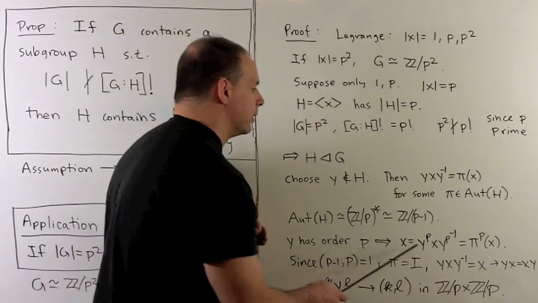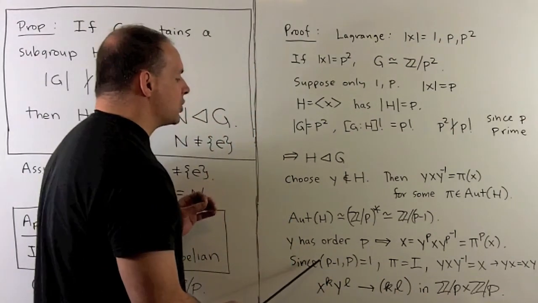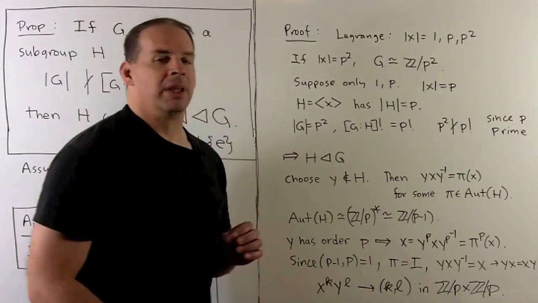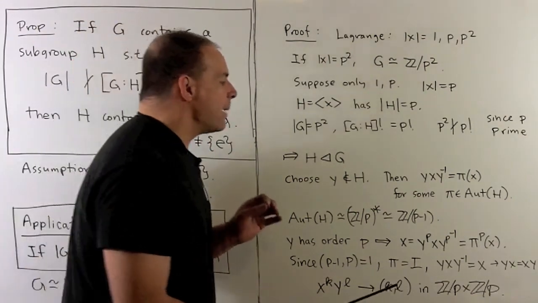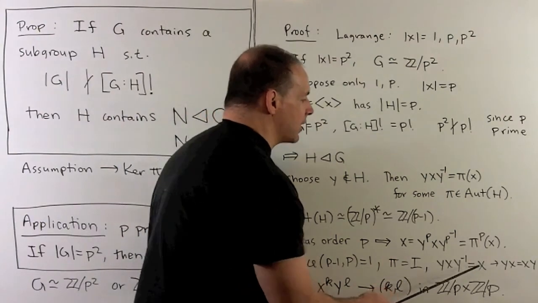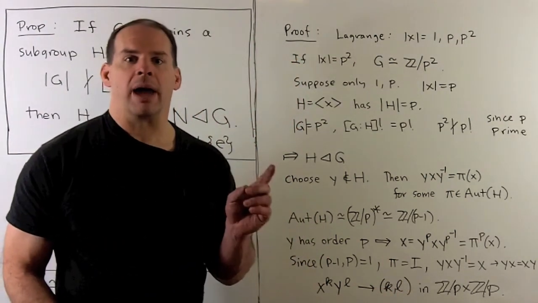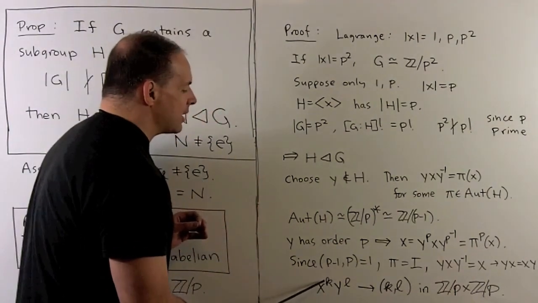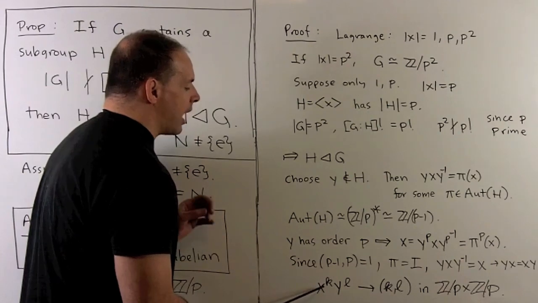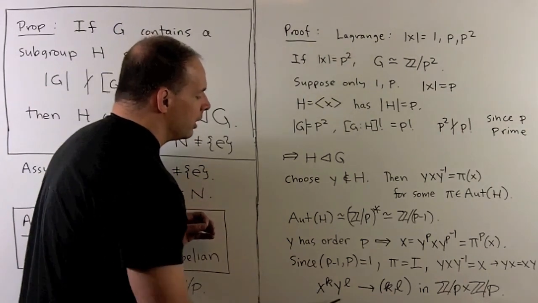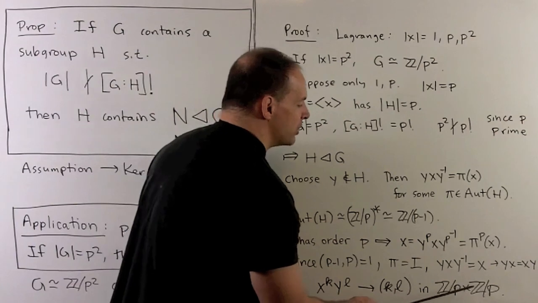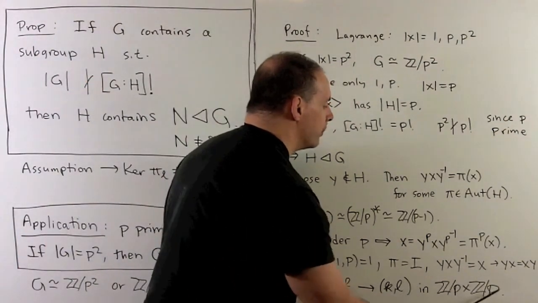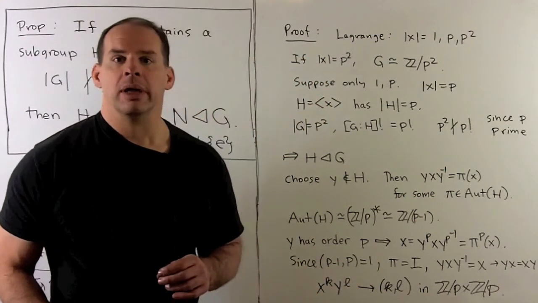Now, because we have that P minus 1 and P are relatively prime, the only way that pi can have order P is if it's the identity. So that means YXY inverse is equal to X, or YX equals XY. Now, if I consider all powers of X times all powers of Y, I can get a subgroup isomorphic to Z mod P cross Z mod P in our group. But since this has order P squared, that's going to be all of our group. So that's our result.